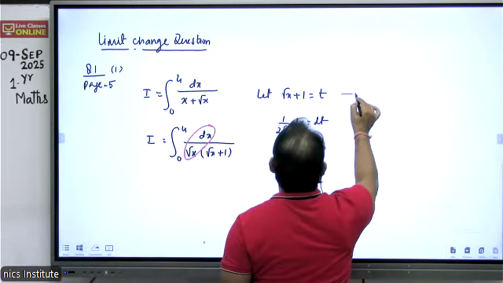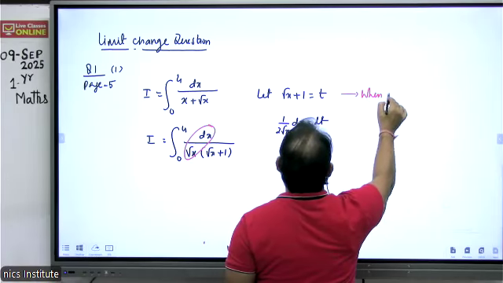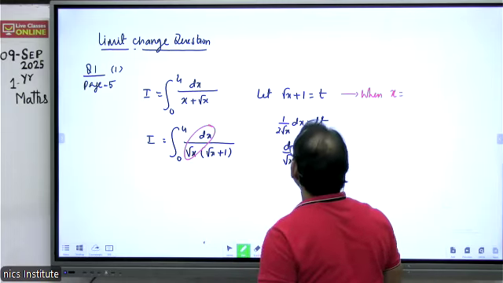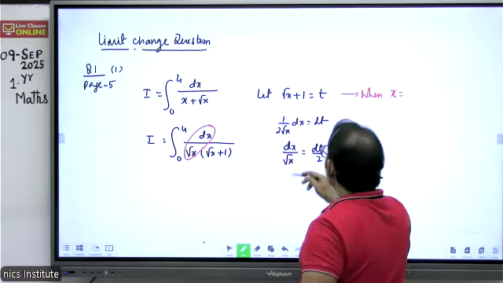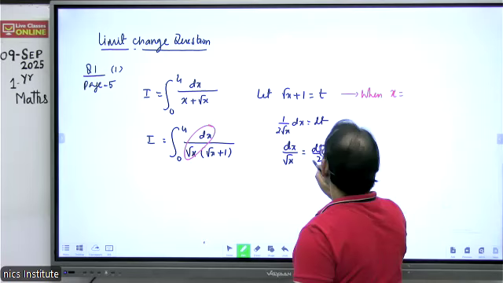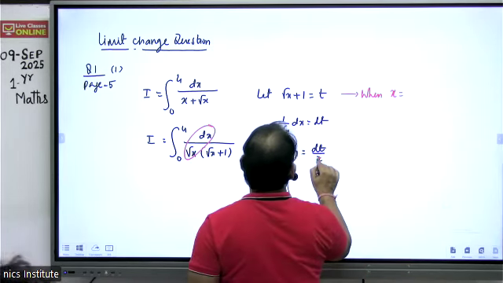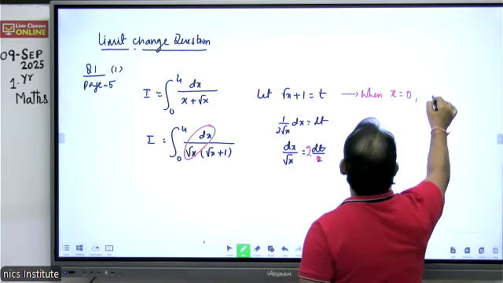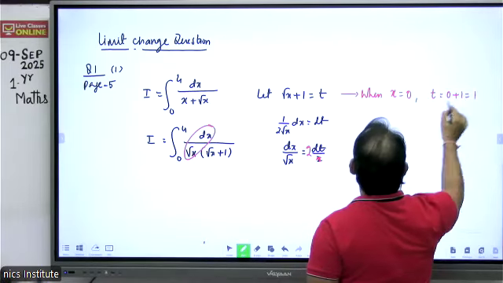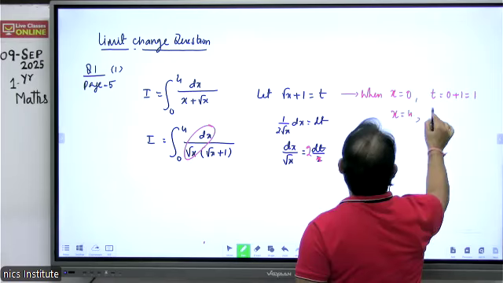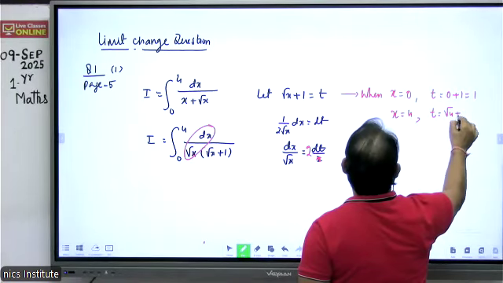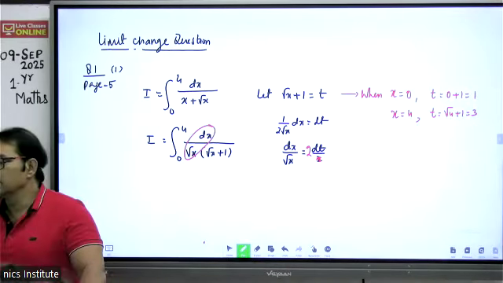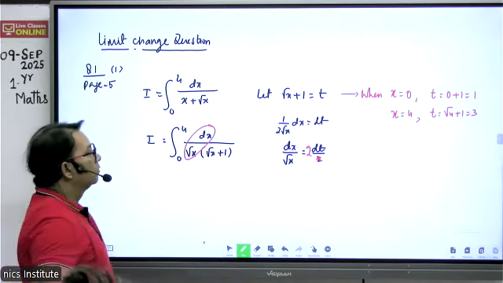And then we change the limits also. How to change limits? When x is, what is multiplied? You don't multiply. Oh, that 2. Right. So this is 2 dt. So when x is 0, what will be t? t would be 0 plus 1, that is 1. And when x is 4, t would be root of 4 plus 1, that is 3. So limit will change 1 to 3.